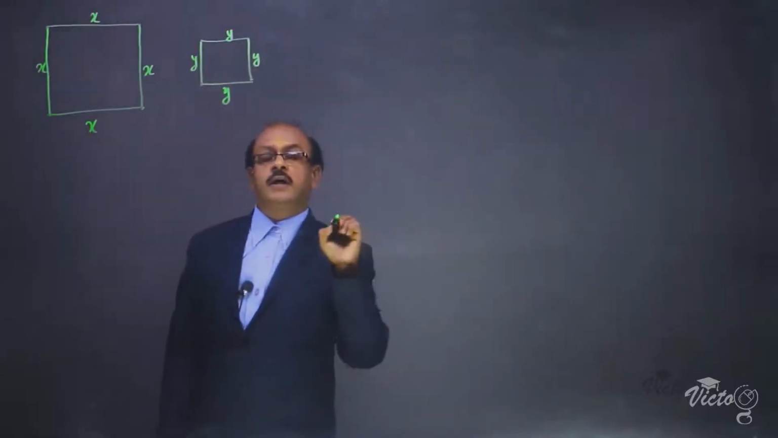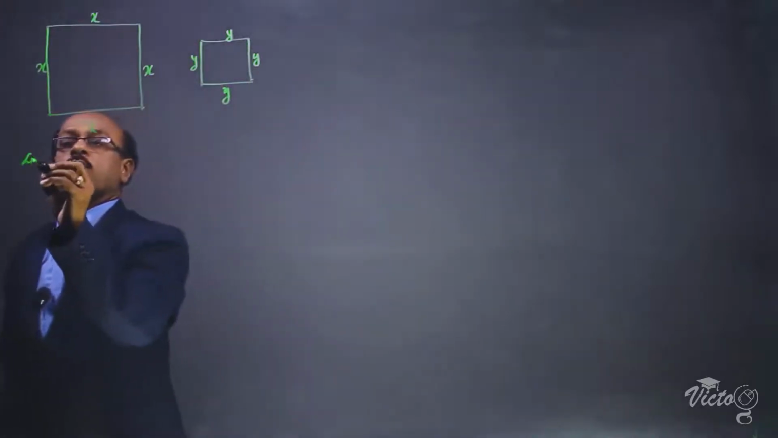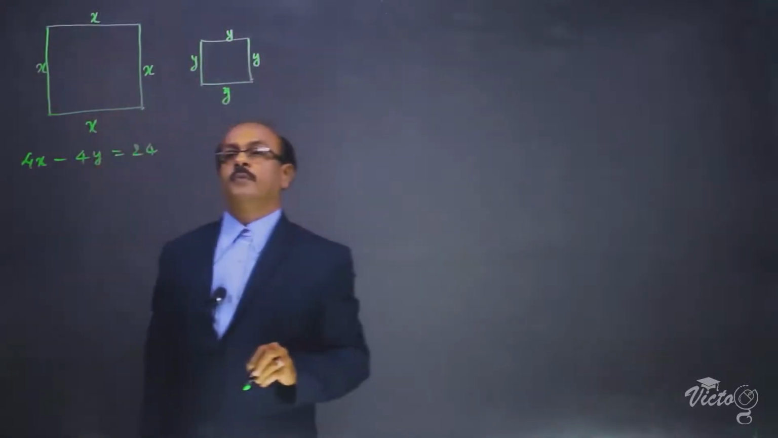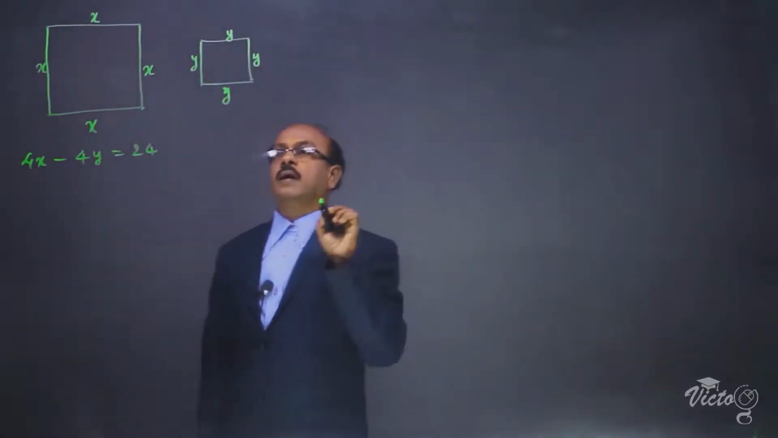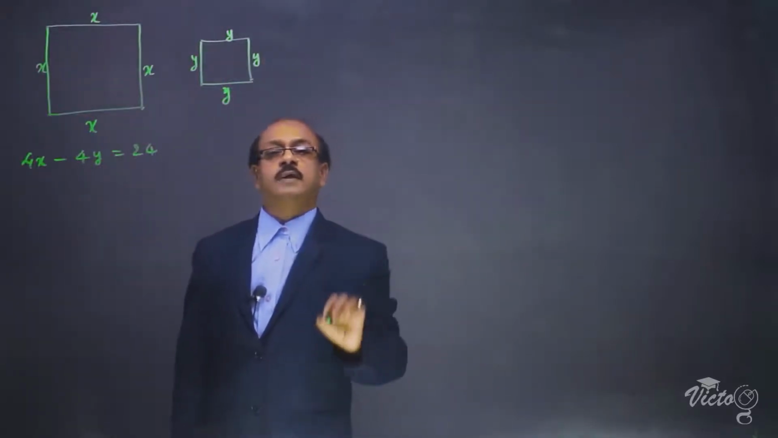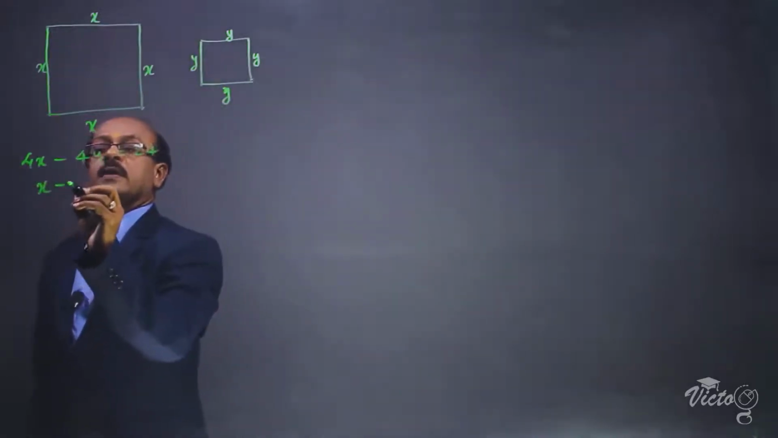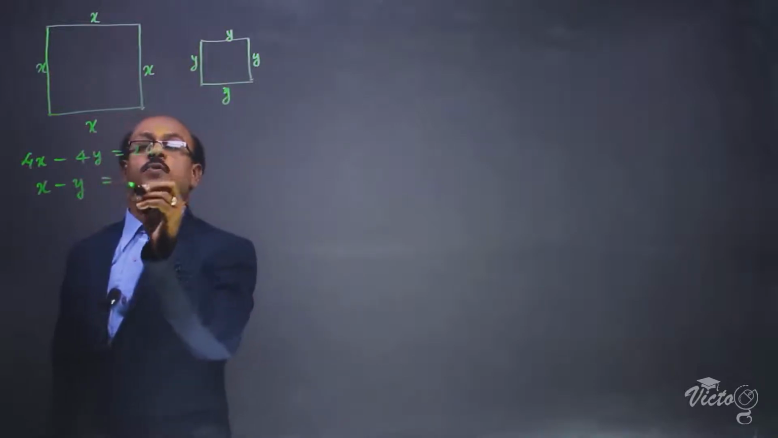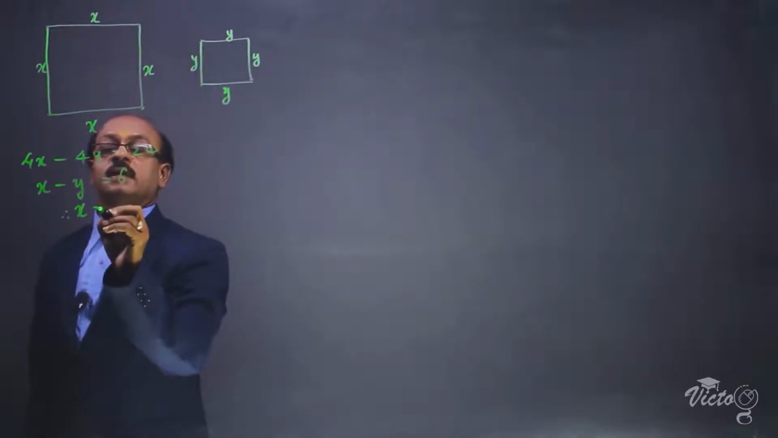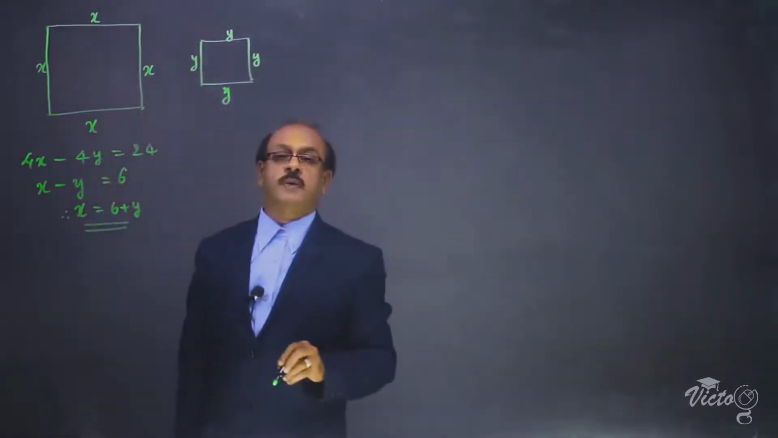Here, given the difference of the perimeters, that means 4x minus 4y is equal to 24. 4x means the perimeter of the larger square and 4y means the perimeter of the smaller square. The difference is 24. Dividing throughout by 4, we will get x minus y is equal to 24 by 4, it is 6. Therefore, x is equal to 6 plus y.